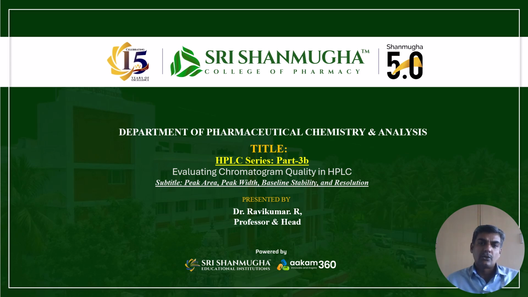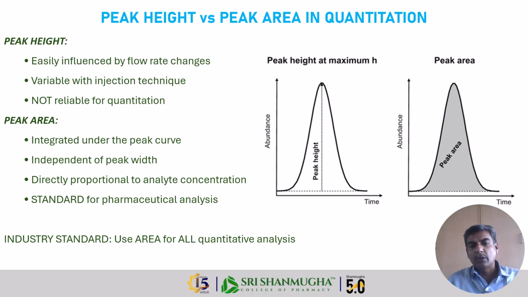So in this session we will see how we can evaluate the quality of the chromatogram in HPLC, in order to ensure the validity of the data we are receiving from this HPLC analysis. By evaluating all these parameters, we can arrive at the quality of the chromatogram. Now we want to see what is peak height and what is peak area in quantitation.